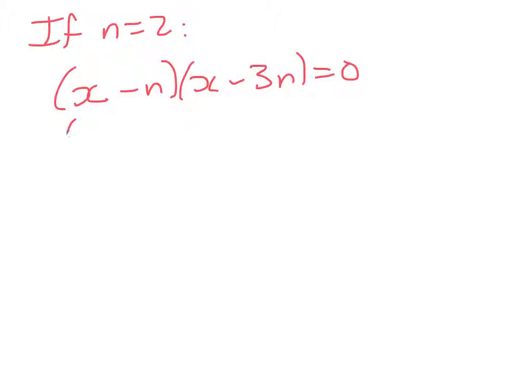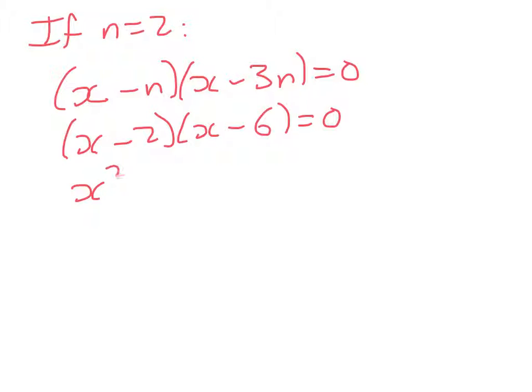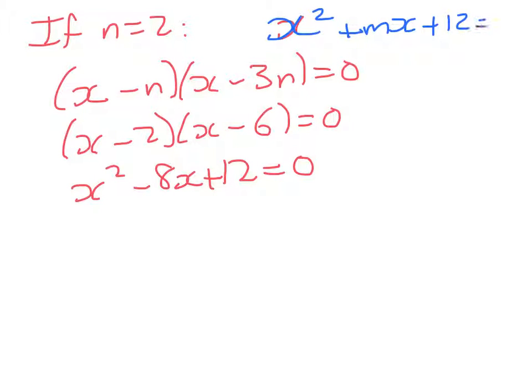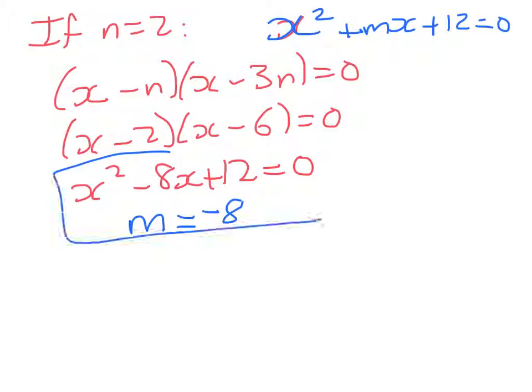So if n equals 2, we have x minus n, x minus 3n equals 0. So x minus 2, x minus 6 equals 0. x squared minus 8x plus 12 equals 0. In which case, we're looking for the pattern x squared plus mx plus 12 equals 0. So m in this equation equals negative 8. So that's the first one.